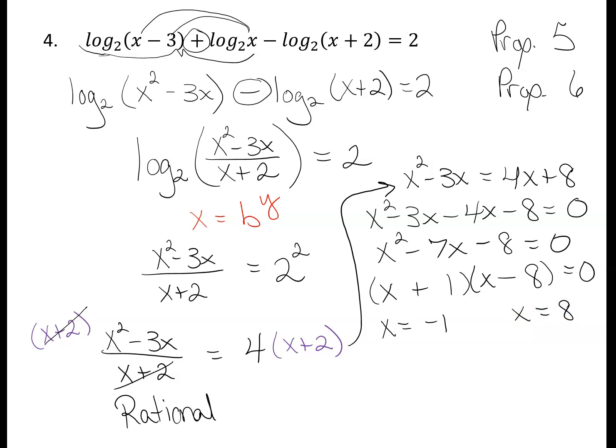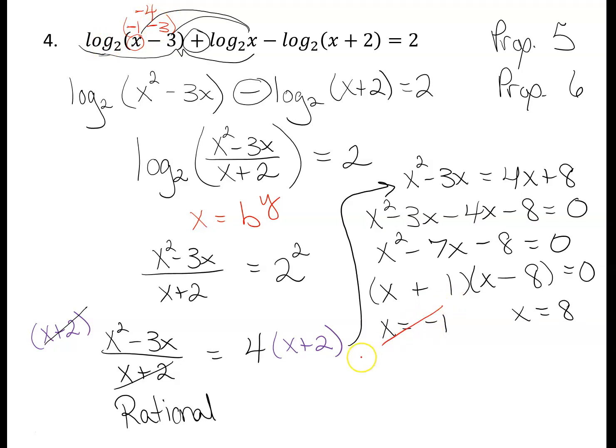Okay, now before we box them in, we need to think about what's going to happen when I plug those back in for x in my original equation. Let's start with the negative 1. I'm going to put it in red here. So if I come back, now I've got lots of x's in here, so I'm just going to start with my first one. If I put a negative 1 in place of this x, now I've got negative 1 minus 3, which is a negative 4. And I cannot take the log of negative 4. Therefore, I'm not going to use the negative 1.